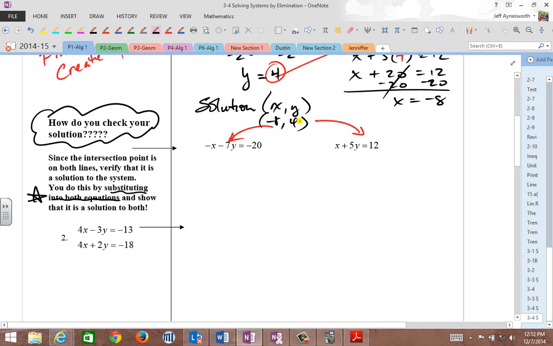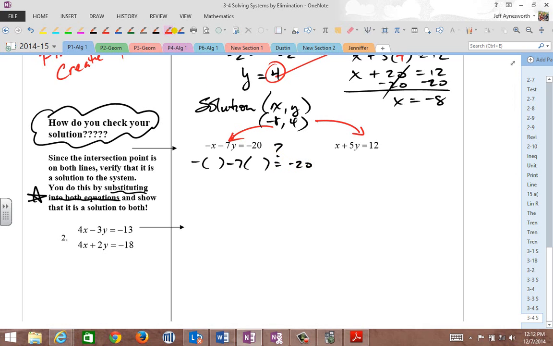And if we did find it correctly, then it should satisfy both equations, because the intersection point lies on both lines. So I need to substitute negative 8 in for x, 4 in for y, and see what happens. So I have negative of whatever x is minus 7 times whatever y is. Is that equal to negative 20? I don't know. Let's figure that out.